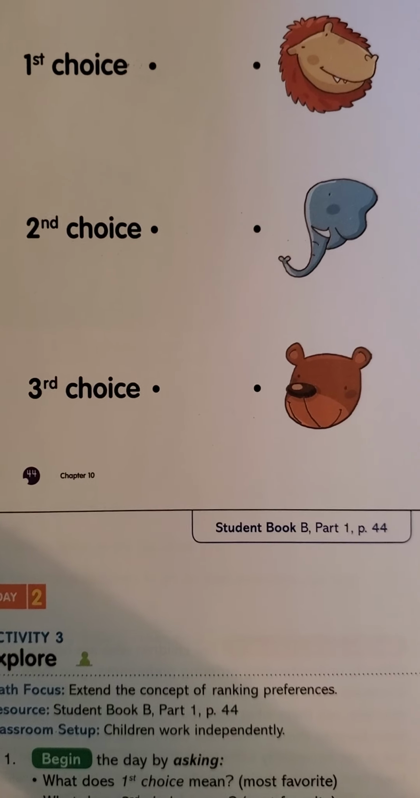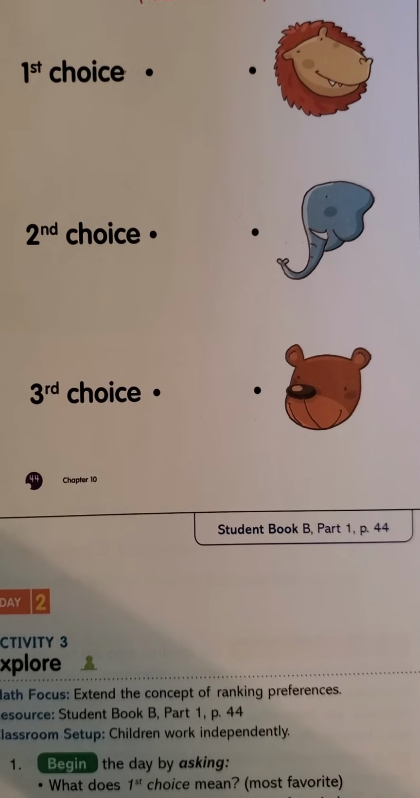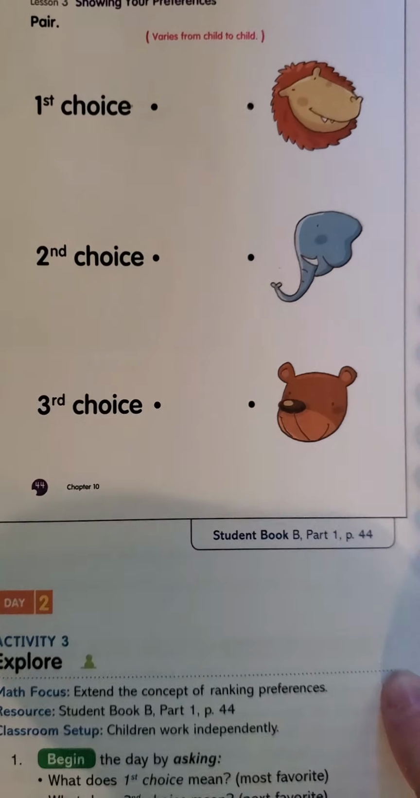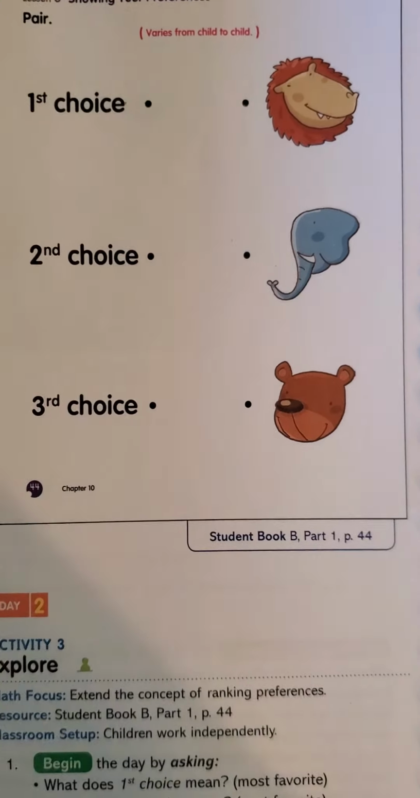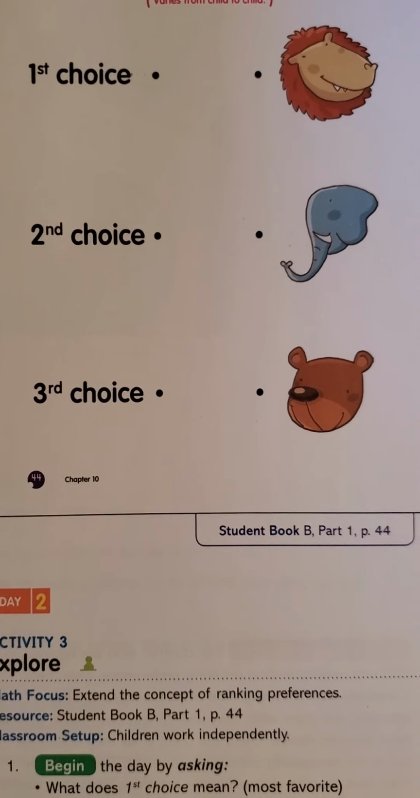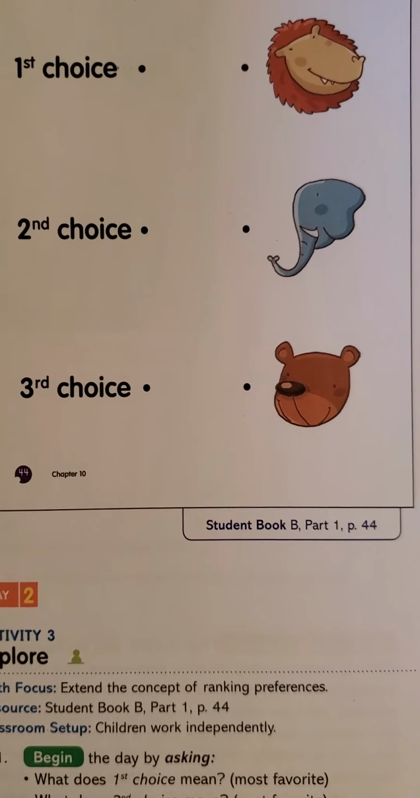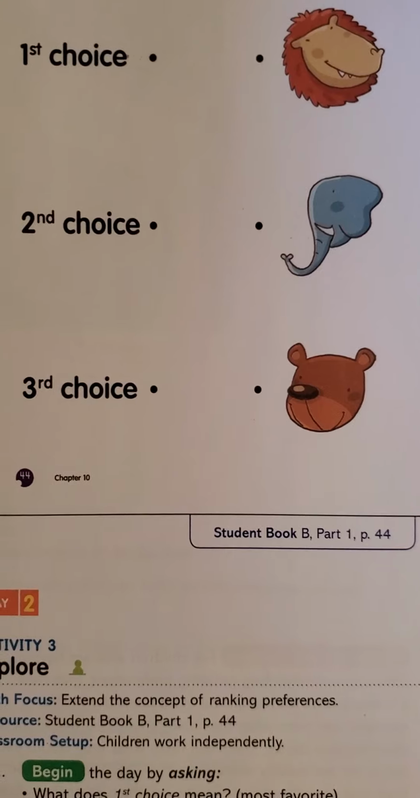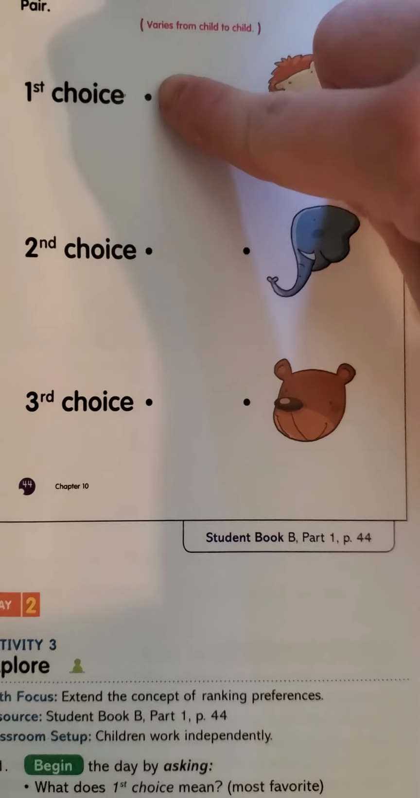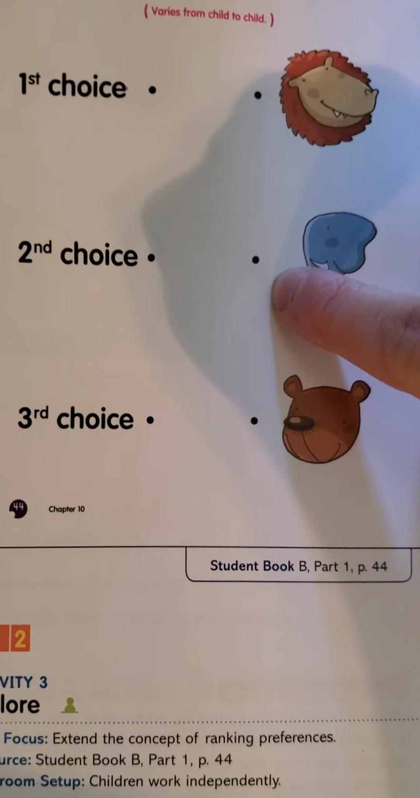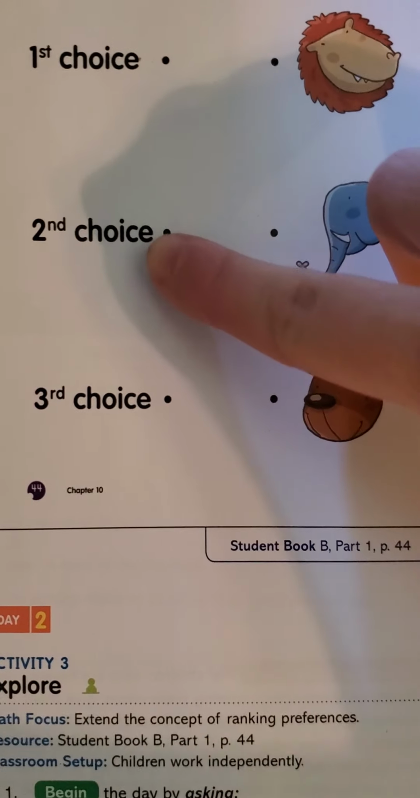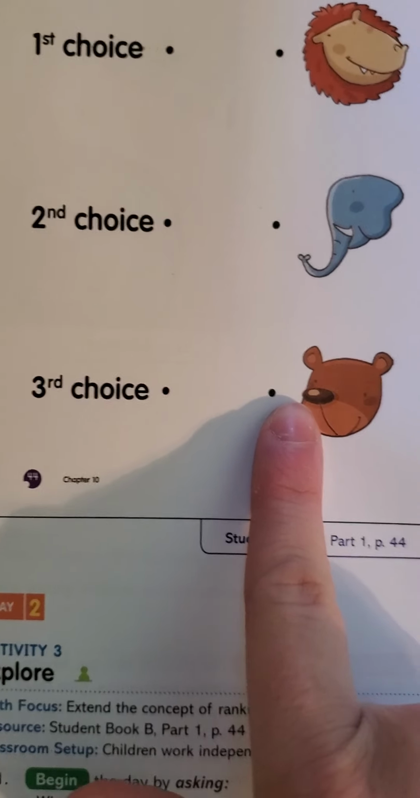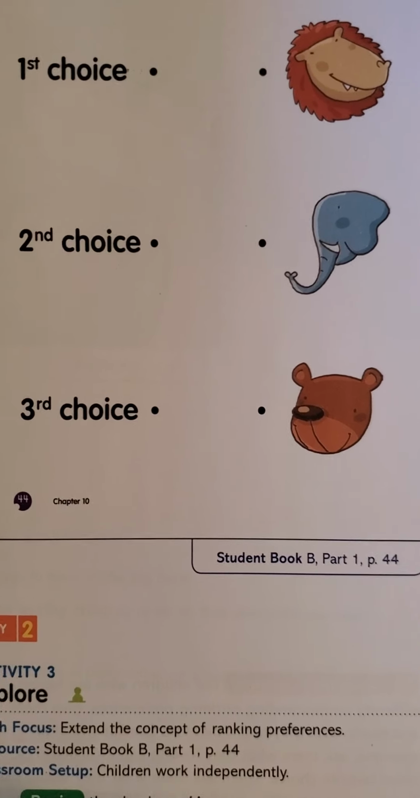All right, so you just finished page 44 in your math workbook. You drew a line from your first choice pick of animal over here, and your second choice, and your third choice. So yesterday when we were talking about the animals at the zoo, who remembers what Miss Higgins' first choice was? My first choice, or my most favorite, was the elephant. My second choice, or my next favorite, was the lion. And then my third choice was the bear. Well, you've all done that yourselves now.